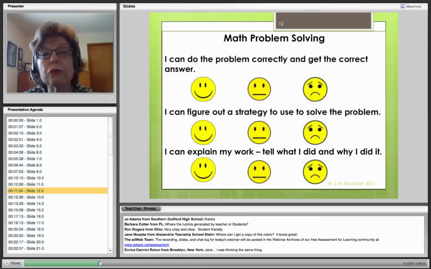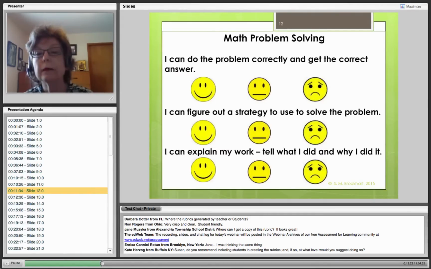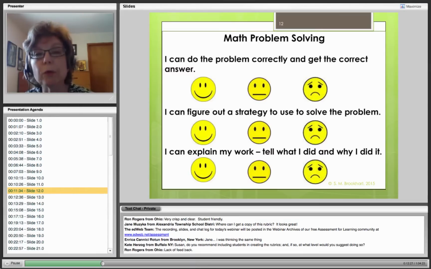If a student got a straight face under "I can do the problem correctly and get the correct answer," there's no information here that would help them figure out what to do to get a smiley face. This is just another sort of example to show you that rating scales, excellent, good, fair, poor, smiley, straight, frowny, frequently, sometimes, never, all of those that jump to ratings leave out information that make rubrics as useful as they are for both learning and assessment.